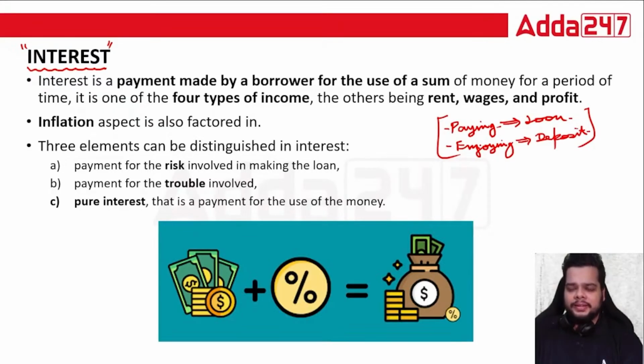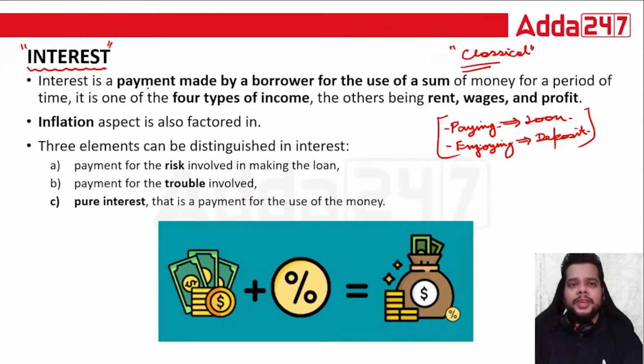When I talk about the basics of interest, we'll be starting off with that, and then in this particular video we will be switching on to the chapter's most important discussion, that is the classical economists' point of view of attaining a particular rate of interest.